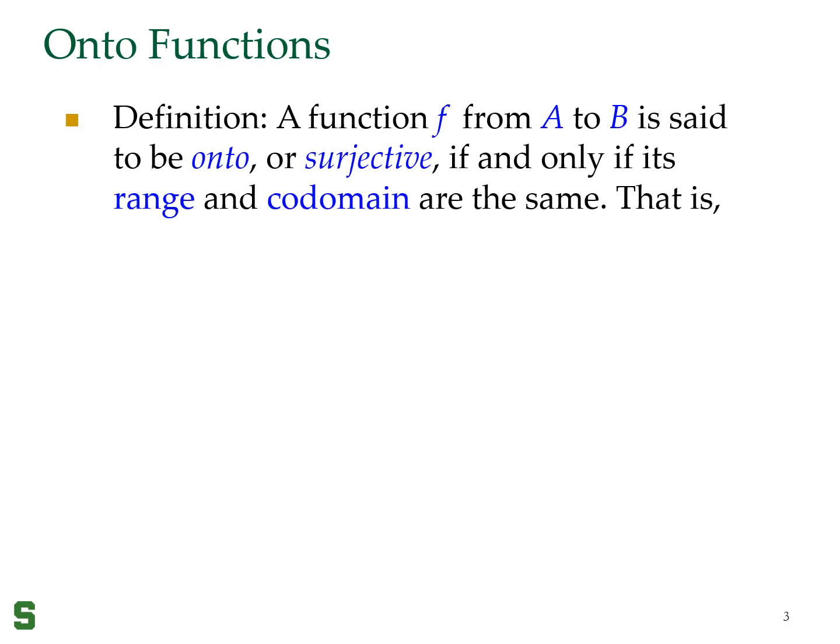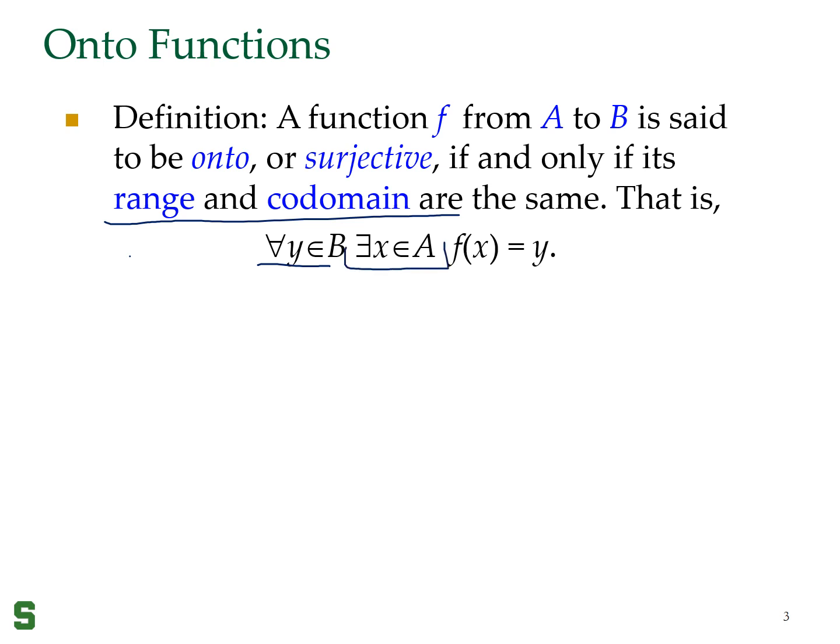An onto function from A to B: we call that function onto if and only if range and codomain are the same. In other words, for all y in B, no matter which element I take from B, there exists some element in A such that f of that element is equal to y. In other words, no matter which element I take from B, I can always find at least one backward arrow going to set A.